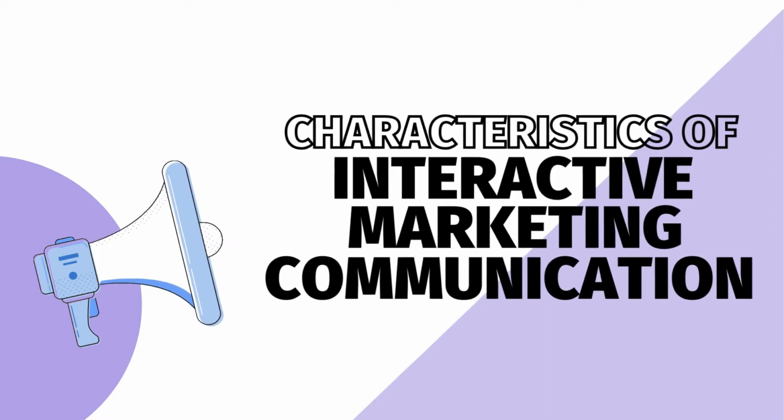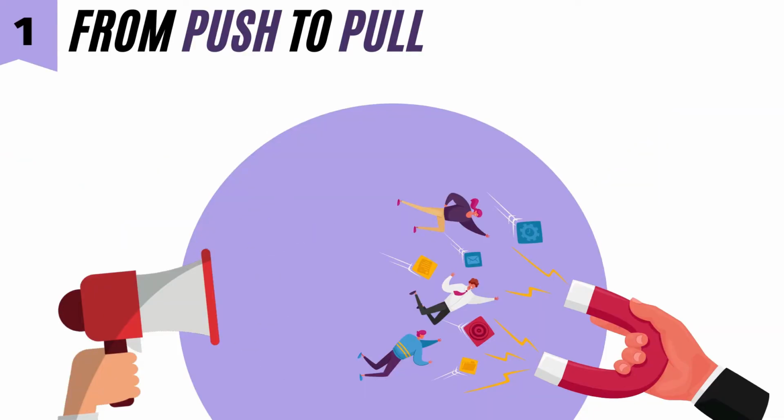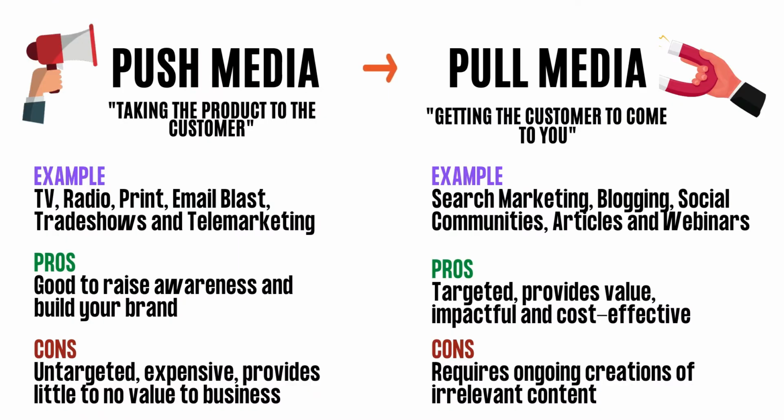Characteristics of interactive marketing communication. Number 1. From push to pull. Traditional media such as print, TV, and radio are push media, a one-way street where information is mainly unidirectional from company to customer. In contrast, the web is an example of pull media, more widely known today as inbound marketing. Push media is taking the product to the customer, while pull media is getting the customer to come to you.